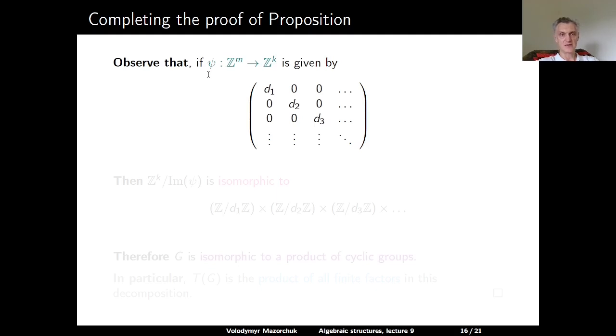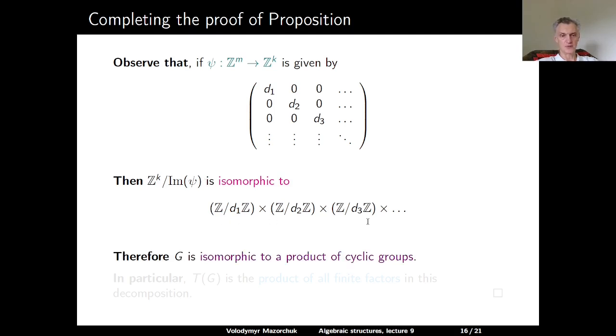So we start with a group homomorphism from Z to the power m to Z to the power k, which is given by some matrix. We reduce that matrix to the Smith normal form, so we have a homomorphism which is given by a diagonal matrix. But if we have a diagonal matrix, then the cokernel of this homomorphism is very easy to describe. It's just the product of, for each diagonal element, the quotient of Z modulo this element times Z. And that's a cyclic group. So the cokernel of our homomorphism is isomorphic to the product of cyclic groups.